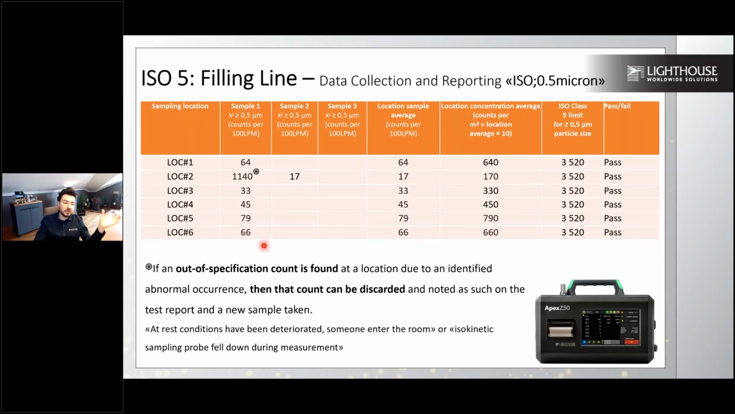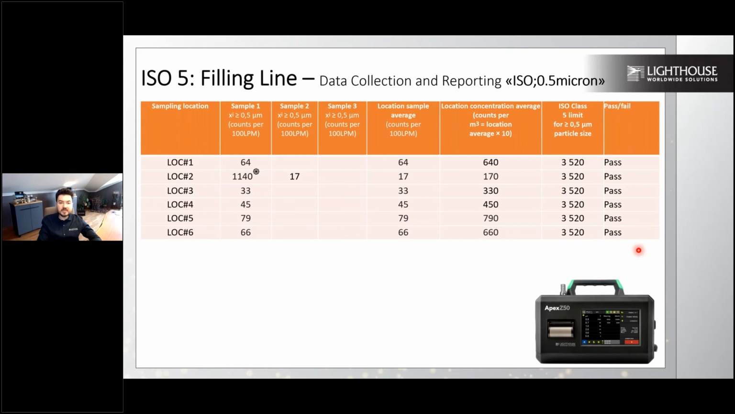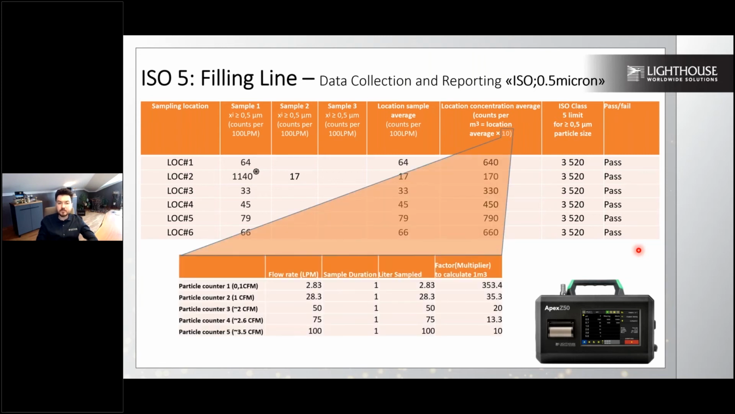Because if there is a high concentration in one side of a clean room, since it's turbulent air or unidirectional in this example, it will eventually move into the other locations, and you will start seeing high counts in the neighbor clean zones. So this test was passed. We'll be taking the second one for 0.5 micron.